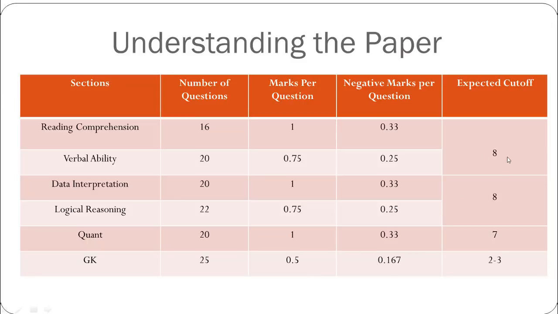Now let's look at the expected cutoff that each section can have. The RC and the VA section will roughly have a cutoff of 8 marks. The DI LR section will roughly have a cutoff of 8 marks. Quant will have a cutoff of 7 marks and GK will have a cutoff of 2 to 3 marks. This is assuming that the paper is going to be slightly easy. If it turns out to be difficult, obviously the cutoff is going to decrease a bit.